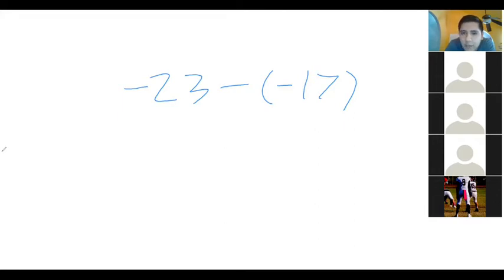What happens when we have a positive? Yeah, exactly. Then you'd add, right? What happens here is that we have two negatives separated by a parentheses, so that turns into an addition problem. So negative 23 plus 17.